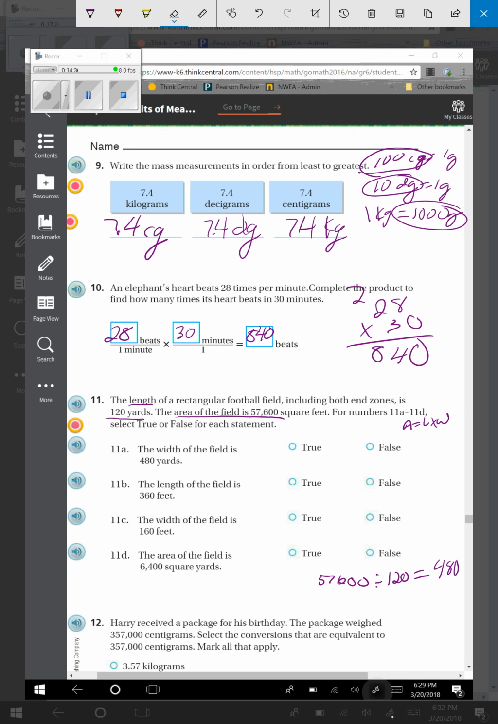But wrong, because this is in square feet and this is in yards. So we actually need to go ahead and convert. I'm going to convert my yards into feet. So I'm going to take 120 times 3, which is going to equal 360. Then I'm going to take 57,600 and divide that by 360, which is going to give me 160. Okay, so I know that in yards it is 160. So I need to take that times 3, which is going to equal 480.